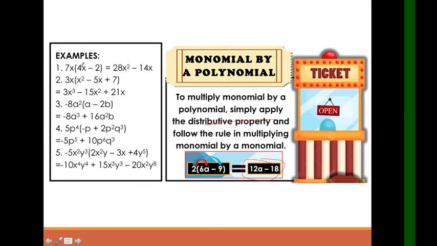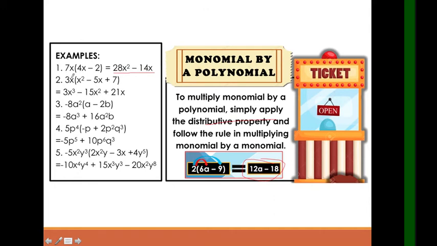X times x, so we will add the exponent. 1 plus 1 is 2. Then 7 times negative 2 is negative 14. Si x, wala siyang partner kay 2 kasi constant siya, so wala siyang x. We will just copy x. So the answer is 28x squared minus 14x. Number 2, 3x, quantity x squared minus 5x plus 7.